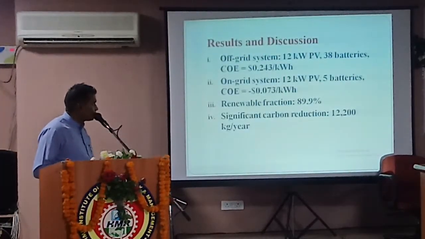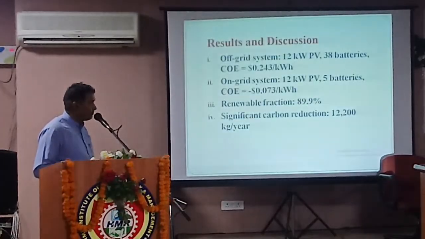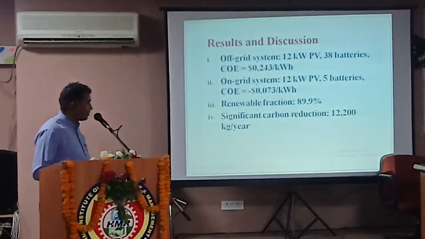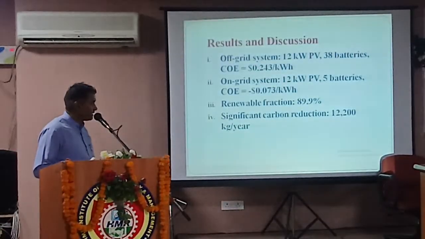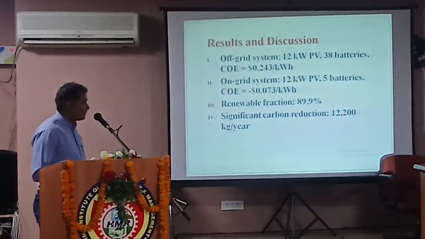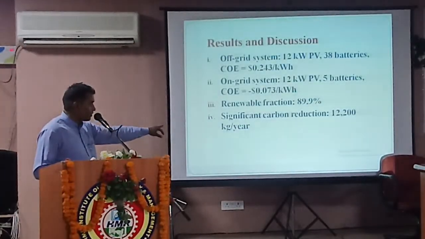This is the result and discussion topic. In the off-grid case, we propose 12 kilowatt PV with 38 batteries, and the cost of energy is $0.247 per kilowatt hour. In the case of the on-grid system, it is 12 kilowatt PV plus 5 batteries, and in this case the cost is only minus 0.073 per kilowatt hour, and the renewable fraction is 89.9. For environmental significance, to reduce GHG, the carbon reduction is 12,200 kilograms per year.